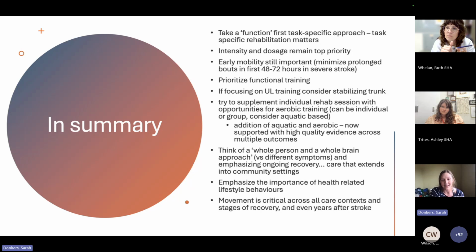And then if they are getting that in an inpatient setting, see if you can supplement it with opportunities for aerobic training. We want to think about the whole person and not just what we're trying to improve right now, but how that skill is going to allow them to participate in their meaningful life tasks down the road. So getting people practicing in those environments or practicing those tasks, or at least thinking about that transition approach.